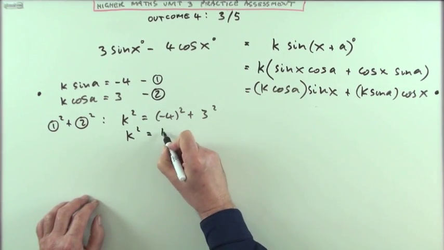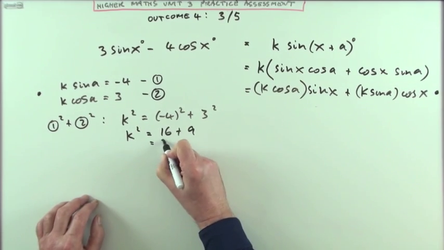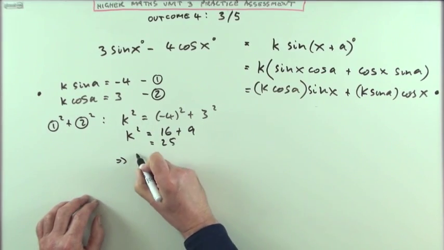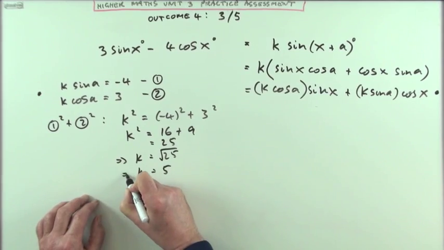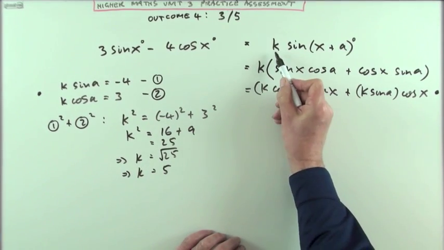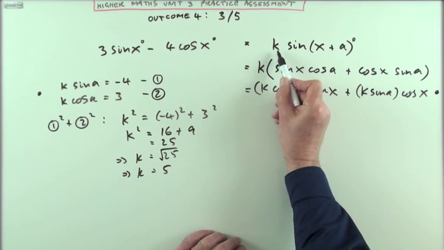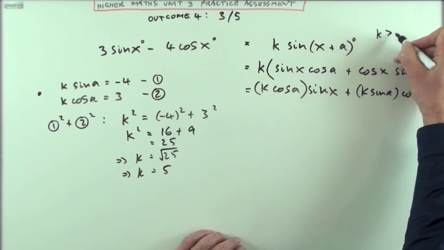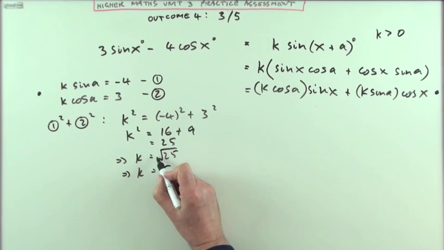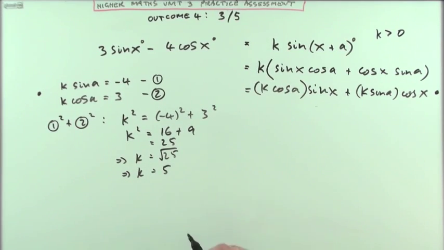I'll just finish it off. So k squared is going to be 16 plus 9, which is 25, which means k is the square root of 25, so k is 5. Because the condition here is k is meant to be the amplitude, and the amplitude is stated as the positive amount. In the question it would say k is greater than 0, so that's why I've only taken the positive root here. So k is 5, gets you 1 mark.